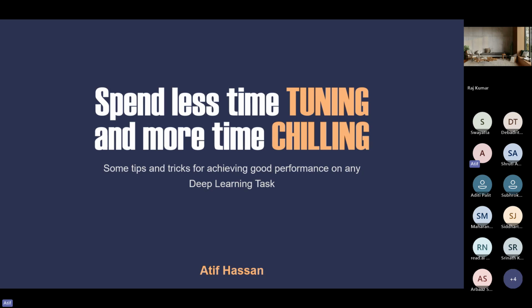Anyway, the idea about this talk is basically at the bottom of the slide: some tips and tricks for achieving good performance on any deep learning task. These are very general techniques that I'll be talking about that you can use right now, and I'll be providing code and references for everything. So you can just directly copy paste that code and you can achieve, I can't guarantee, but probably like 1% up to even 2% improvement in performance.